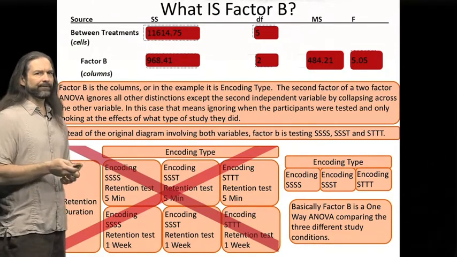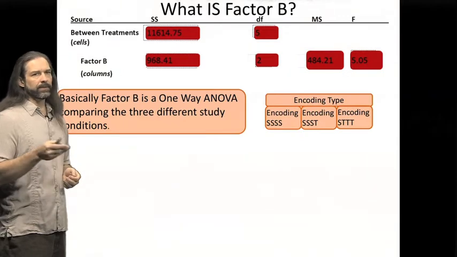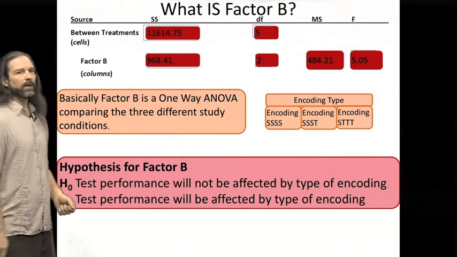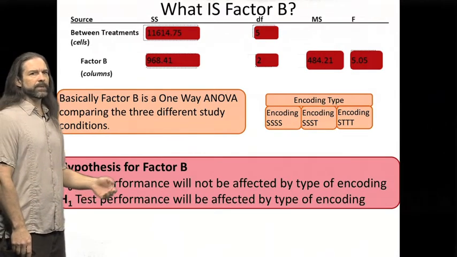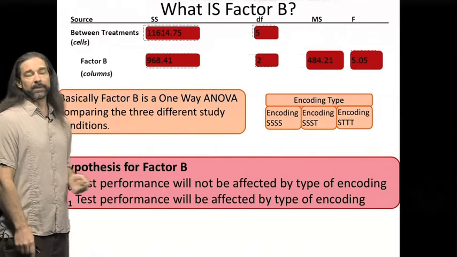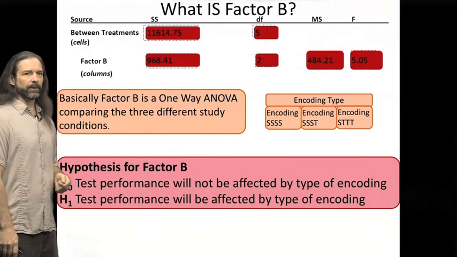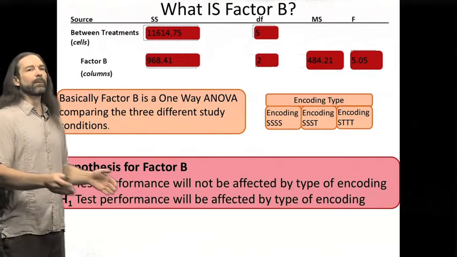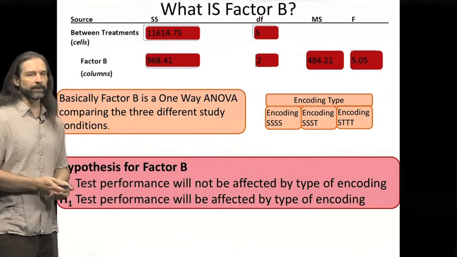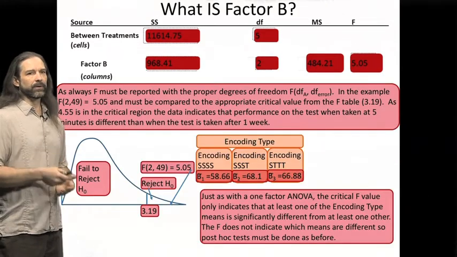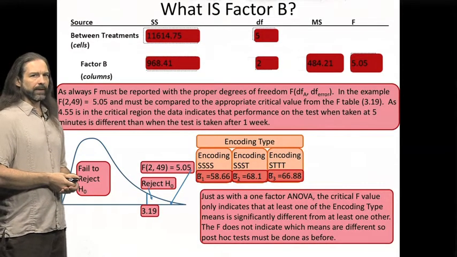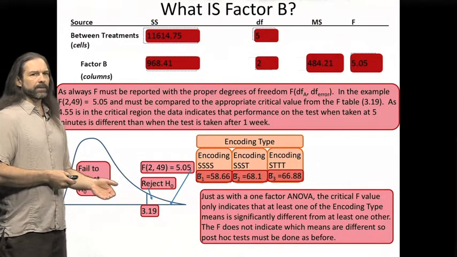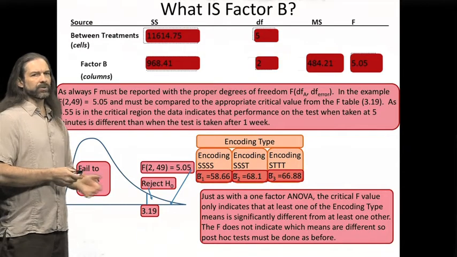So I have that F value, but again, as always, I need to develop my hypotheses. So what are my hypotheses for factor B? The null hypothesis is that test performance is not going to be affected by the type of encoding. Obviously, the experimental hypothesis is that their ability to take that final test, that test performance, will be affected by how they study the information. As always, we're going to need to get that critical F value. You should be able to look that up on the table. So again, now my degrees of freedom are 2 and 49. The associated critical F value for that is 3.19.